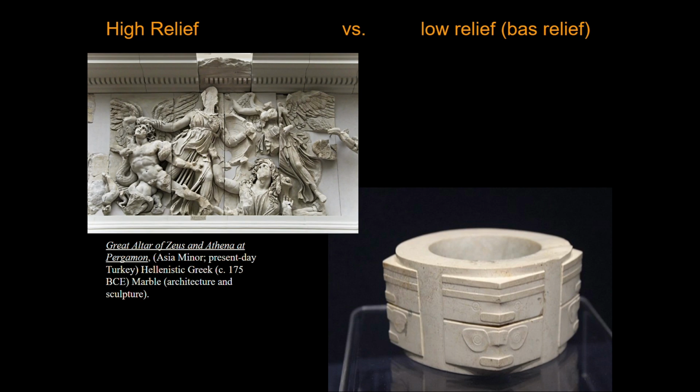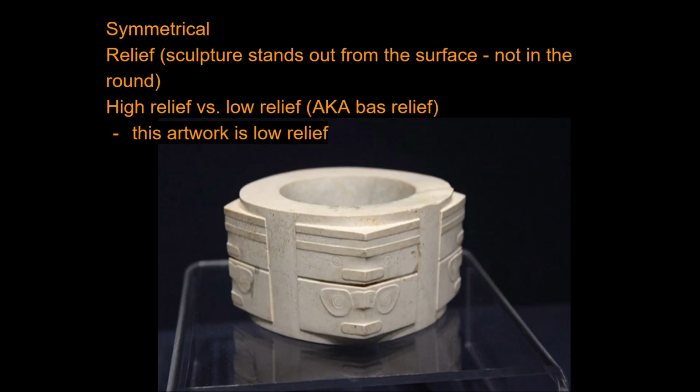It is high relief. Versus our low relief, often called bas relief, the S is silent, where this is much lower. It barely protrudes from the background. And so here we have our low relief.